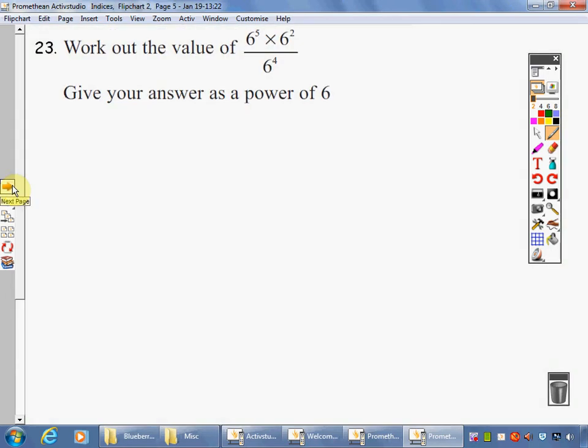And a final one for you, which very occasionally comes up, so I thought I'd put it in there for you to check out. Have a go at that, press pause. Okay, it's asking us to work out the value of this, but it's saying give your answer as a power of 6. So I'm just going to say 6 to the 5 times 6 squared divided by 6 to the 4, and simplify that to start with.